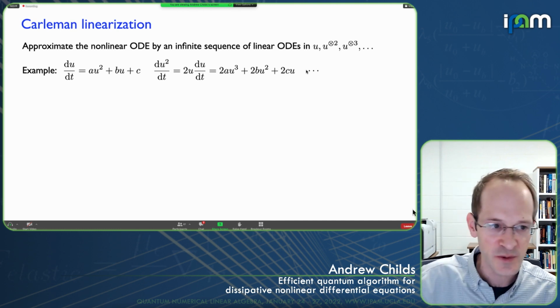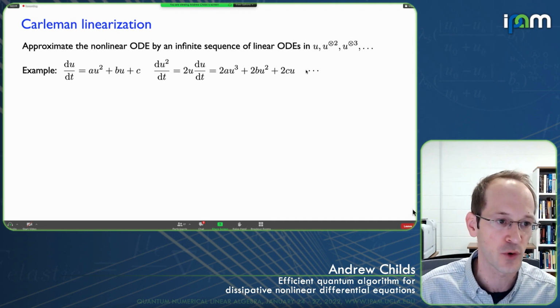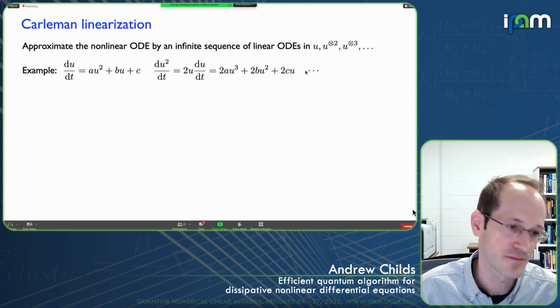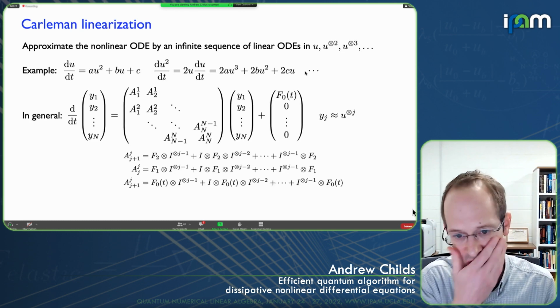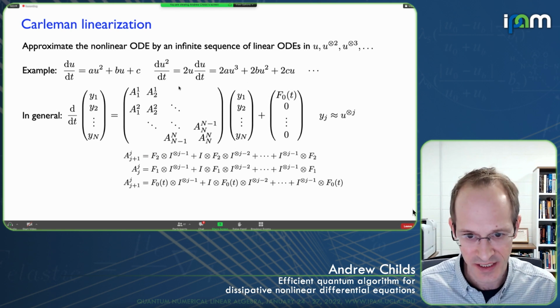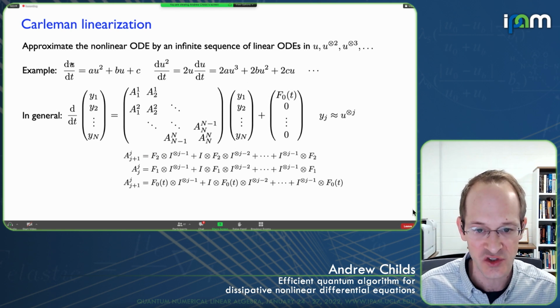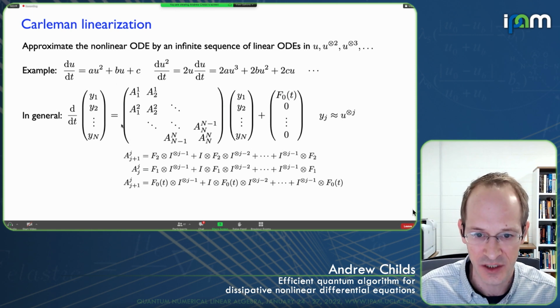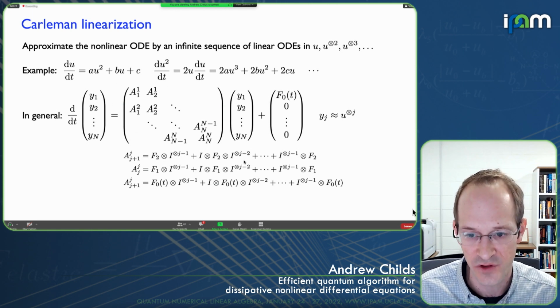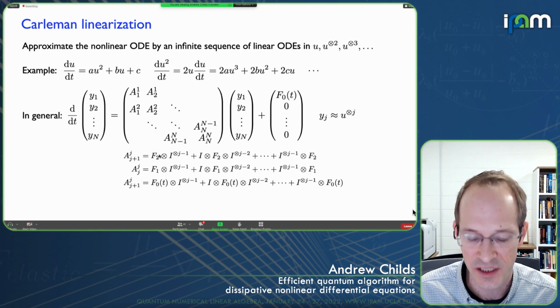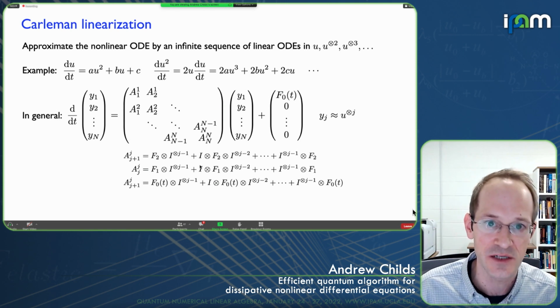But one thing we could do is say, suppose we chop it off at some point. Can we show that we get a good approximation by doing that under certain conditions? It turns out that you can. So here's what the system would look like in general if we have not just scalar equations, but vector equations, and we get some kind of larger matrix as a function of the matrices F0, F1, and F2 that characterize the nonlinear system.